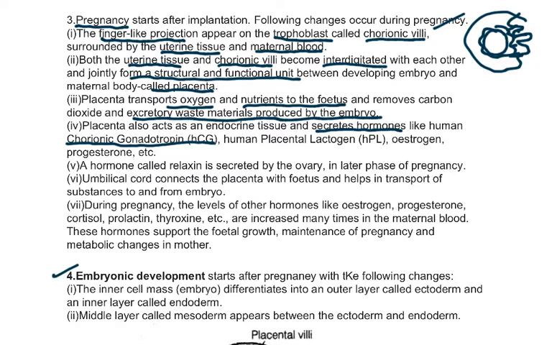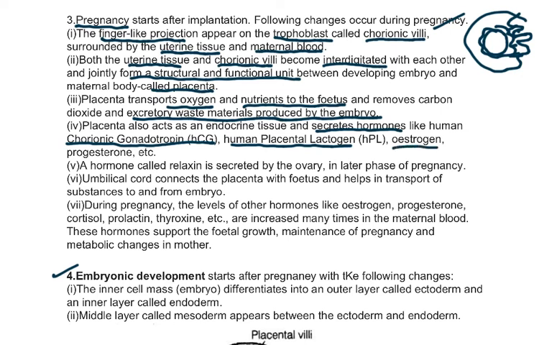The second hormone is the human placental lactogen. This hormone is required for the development of the mammary glands. The mammary glands now undergo differentiation. They have already been formed, but now they will undergo differentiation, and later at the end of the pregnancy they will start producing milk.